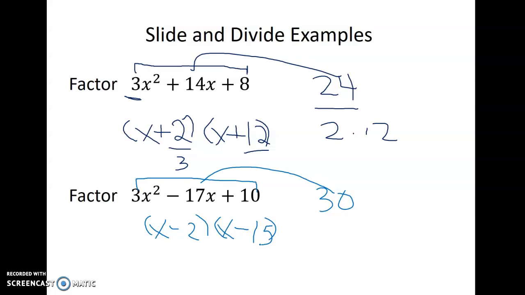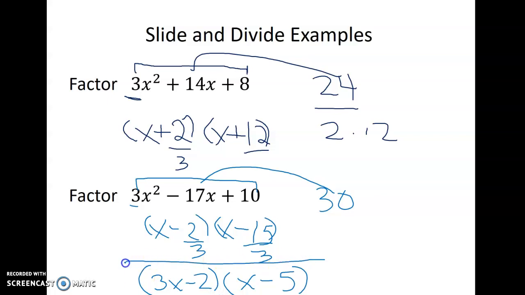Step 3 says divide both of your answers by the number that you slid. We slid 3. And the second one divides evenly. 15 divided by 3 is 5. But this first one does not, and it's simplified 2/3. So we put the denominator 3 in front of the x minus 2. Keep the signs the same. And that is slide and divide.